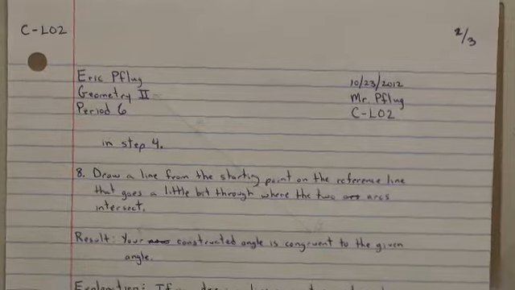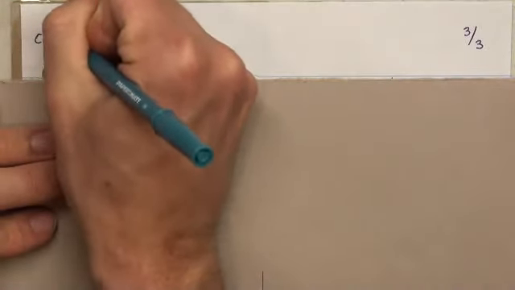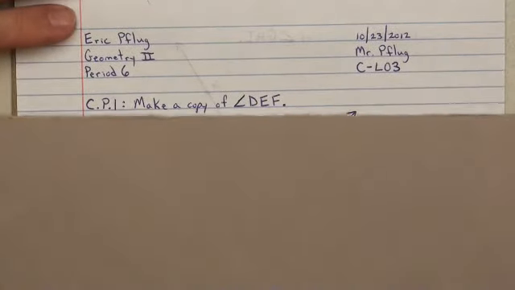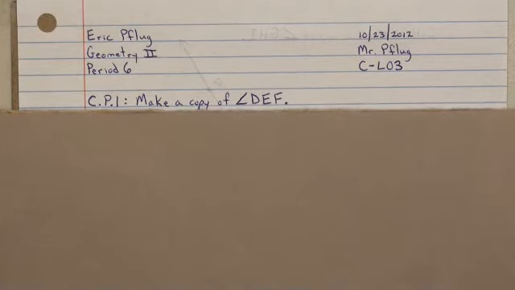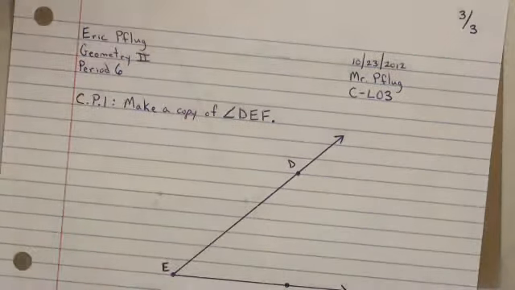Now, that's the second page, so you can put that aside. And let's go on to the third page. So you need a new sheet. You're going to put 3 out of 3 in the corner, and this is still C-L02. Put your heading. And here's your checkpoint problem, the first one. Make a copy of angle DEF. And DEF is given to us again.